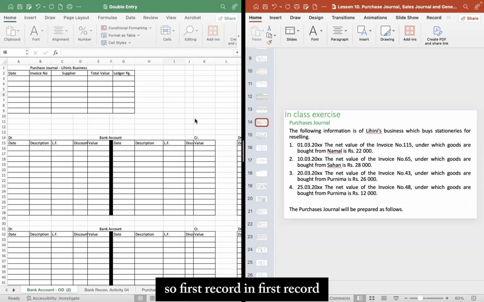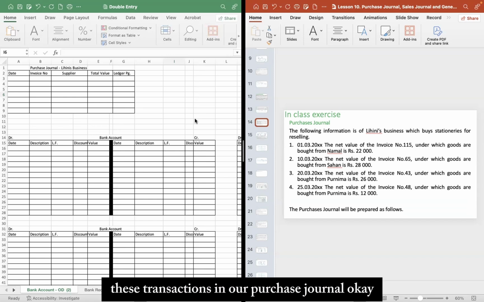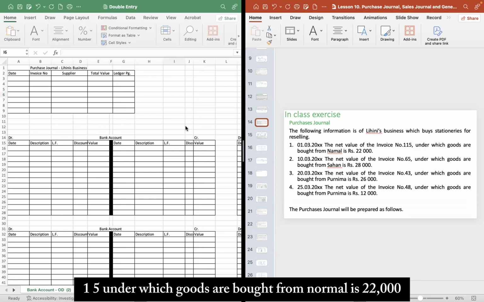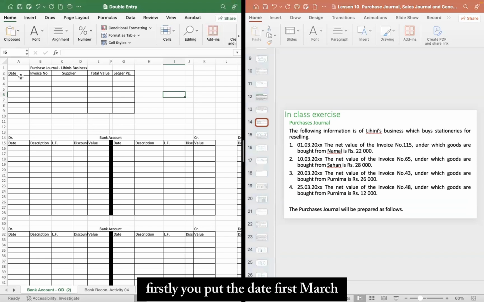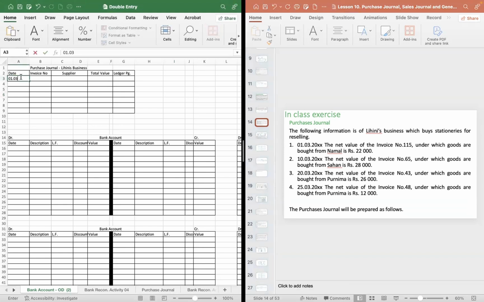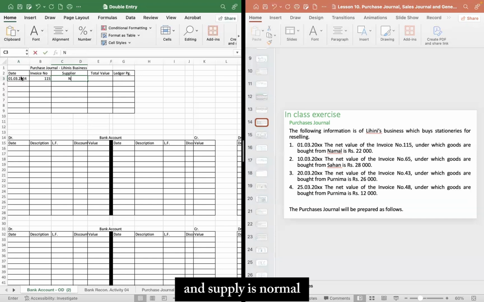So first record these transactions in our purchases journal. So March 1st, the net value of the invoice number 115 under which goods are bought from Normal is 22,000. Firstly you put the date, 1st March 2024, invoice number 115, and supplier is Normal.